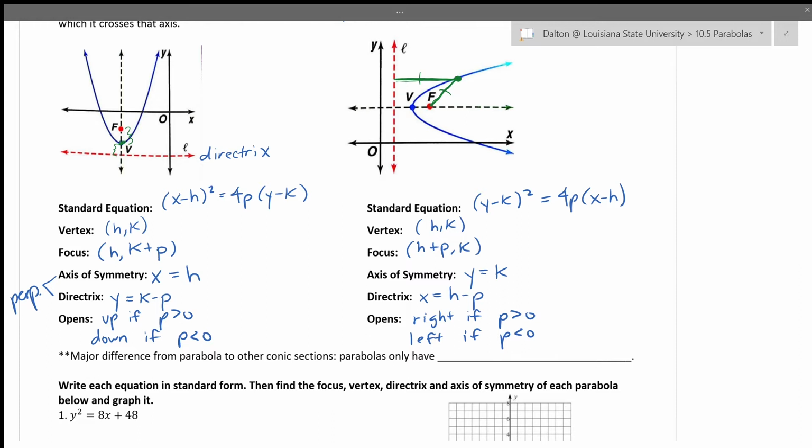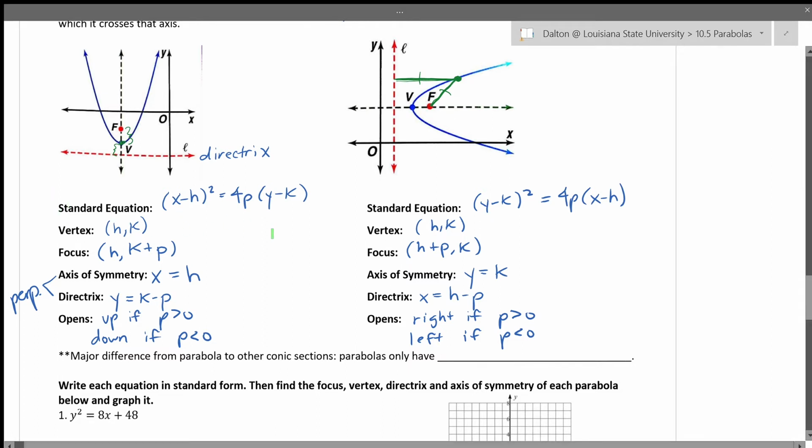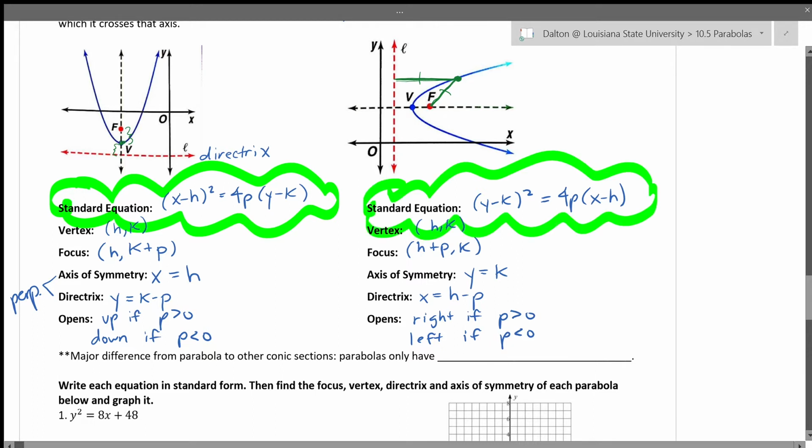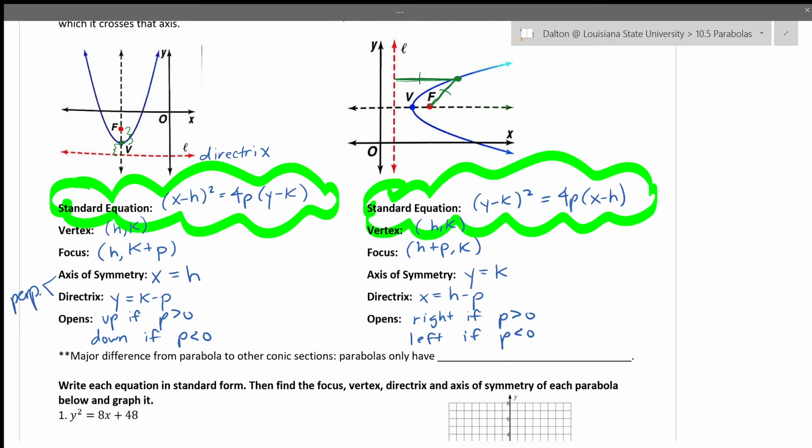Okay, now I want you to look at these equations. And I want you to tell me, what do you notice? So let me highlight the standard equations. Comparing these equations to the equations of, let's say, a circle, the hyperbola, the ellipse, what is a major key difference? Or there are a few. What are some key differences that you see in these equations compared to the other conic equations?